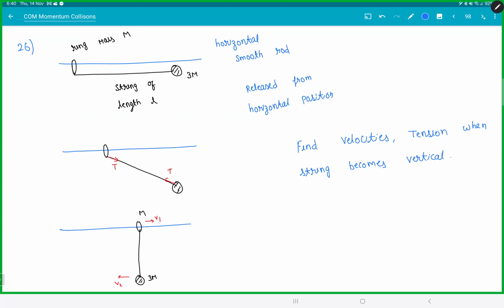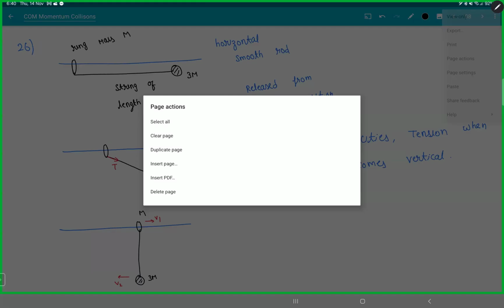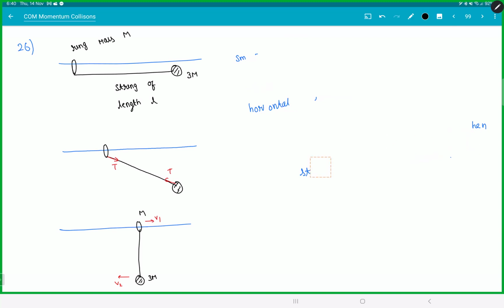Story is the same. One thing is clear, you're asking me to find the velocity when the string becomes vertical, which means you don't care what is happening in the middle. Indirectly, you're telling me, boss, conserve energy and stuff. So, state 1. This is my state 1. This is my state 2.